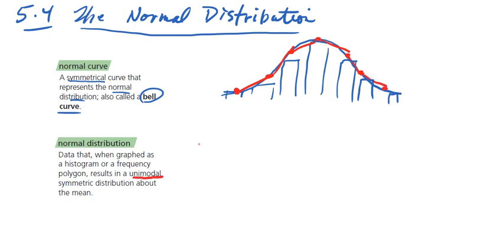Okay, unimodal. So uni means one. Mode is sort of what happens most often, right? When we talk about the mode of data. So a unimodal symmetric distribution about the mean. So the average or the mean is right in the middle here. And on the bottom, let's say we're talking about a class average for a test, right? So here's the mean.